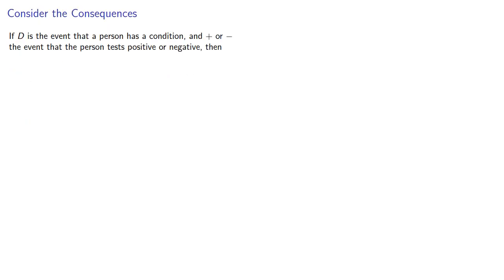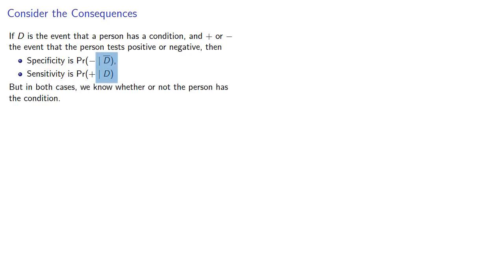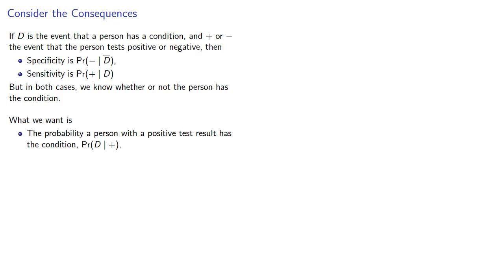So, if D is the event that a person has a condition, and plus or minus is the event that the person tests positive or negative, then the specificity is the probability of a negative result given that a person doesn't have the condition, and the sensitivity is the probability of a positive result given that a person does. But in both cases, we know whether or not the person has the condition. But what we actually want is the probability a person with a positive result has the condition. And we might also want to know the probability that a person with a negative test result does not have the condition.